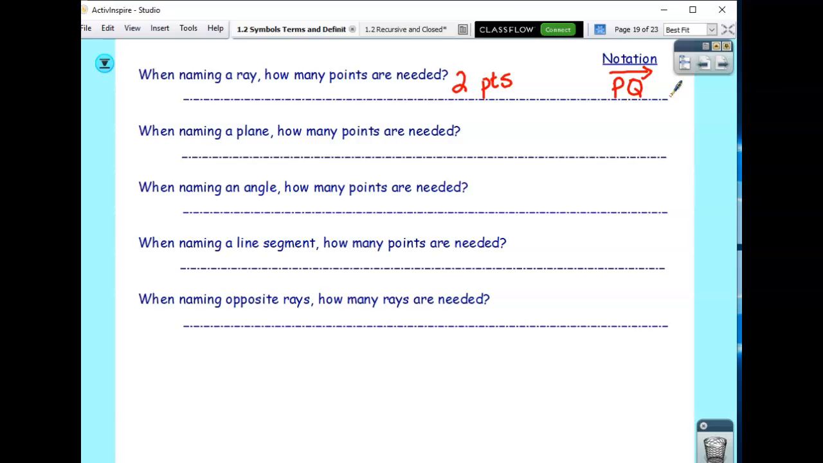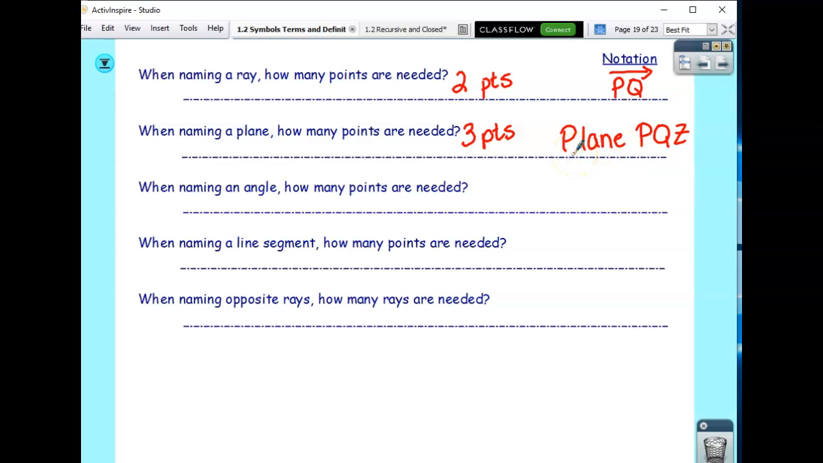When you're naming a plane, how many points are needed? If it doesn't have just a plain capital letter without a dot next to it, you need 3 points. And you would just label it plane PQZ. There's no other symbol, like a ray has a symbol, you just have to put the word plane in front of it.